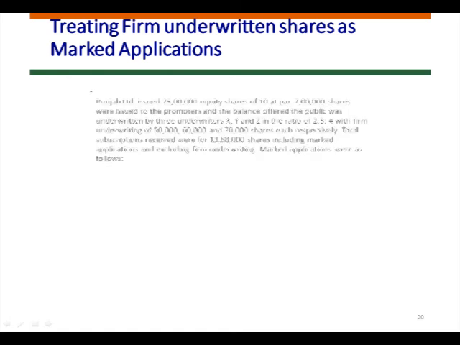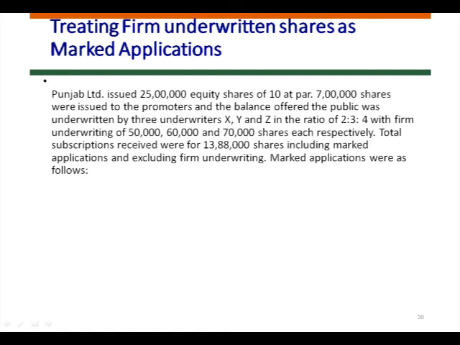There is a case: Punjab Limited issued 25 lakh equity shares of 10 each at par. 7 lakh shares were issued to the promoters and the balance offered to the public was underwritten by 3 underwriters X, Y and Z in the ratio of 2:3:4 with firm underwriting of 50,000, 60,000 and 70,000 shares each respectively. Total subscription received was for 13,88,000 shares, including marked applications and excluding firm underwriting. Marked applications were as follows.